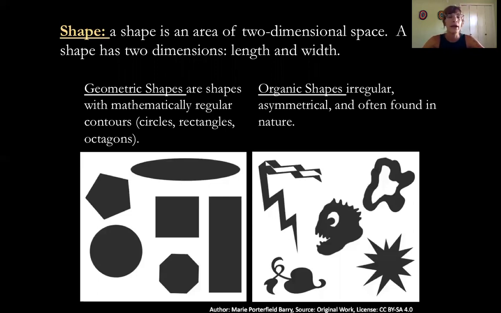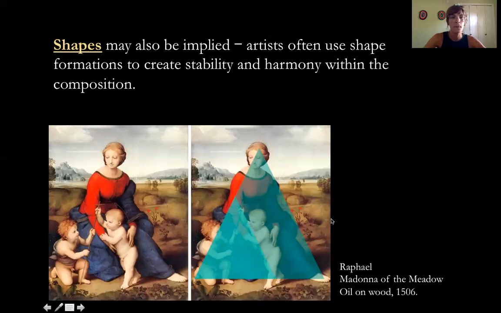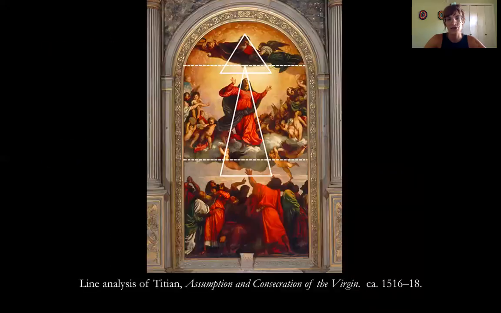Shape, the second element that we have. Shape is an area of two-dimensional space. A shape has two dimensions, length and width. Nothing new to you guys. It's something that is covered in the readings: geometric shapes, and then organic. Geometric shapes, like the ones you see here, are shapes with mathematically regular contours, all your regular shapes. Organic shapes are irregular, often asymmetrical, and often found in nature. So here's an example of some of them. As I said before, with the work by Titian, here you see some shapes that are implied.